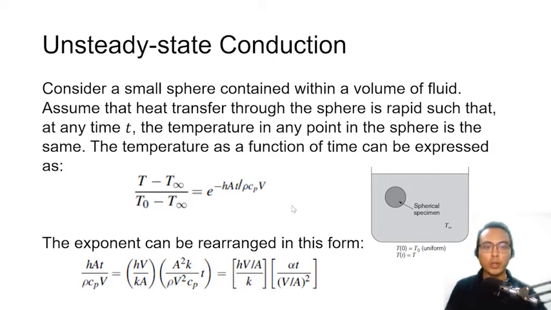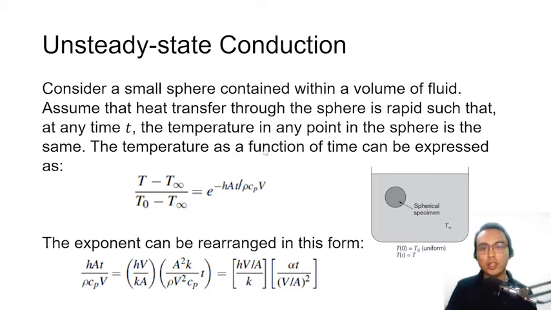But before we go to that, let's first imagine what happens during the unsteady part of conduction. Consider a small sphere contained within a volume of fluid as shown in this figure. Assume that heat transfer through the sphere is rapid such that at any time t, the temperature in any point in the sphere is the same. What we mean by that is even though the heat transfer is unsteady state, meaning the temperature of your sphere varies with respect to time, it will not vary with position because the heat transfer is fast enough.